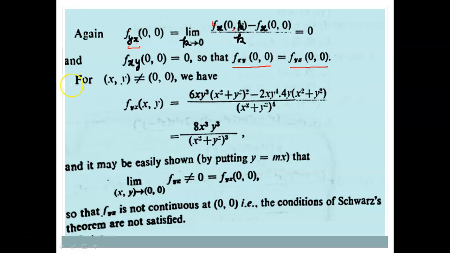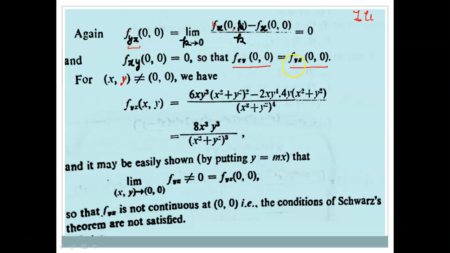So one thing is obtained: if we change the order in the second order partial derivative, then their value at the point (0, 0) is the same. Now we want to check the conditions of the Schwarz theorem. In the Schwarz theorem, we require two things: that fx exists. We have already shown the existence of fx.